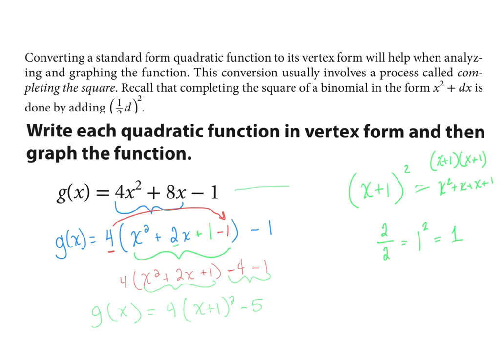And now I have taken this from standard form to vertex form. And in fact, if you were to do order of operations here, if you were to FOIL this, distribute your 4, and subtract that 5, you would get back to this process right here. And so these are the same two functions. One is just written in standard form, one is written in vertex form.